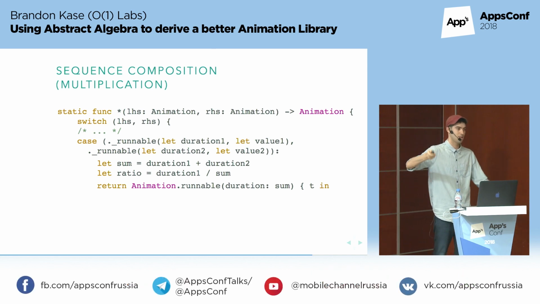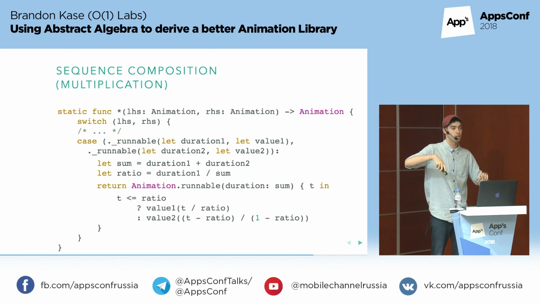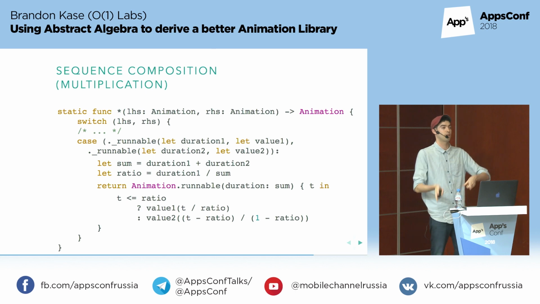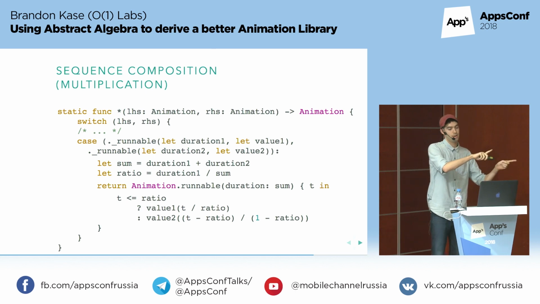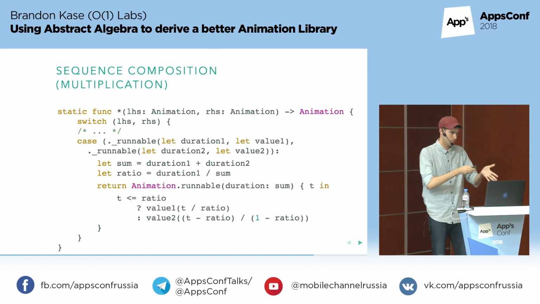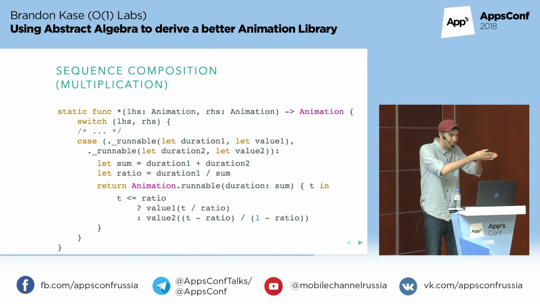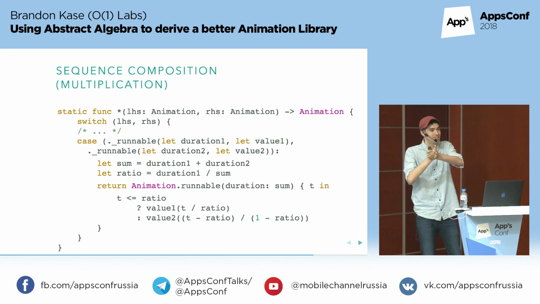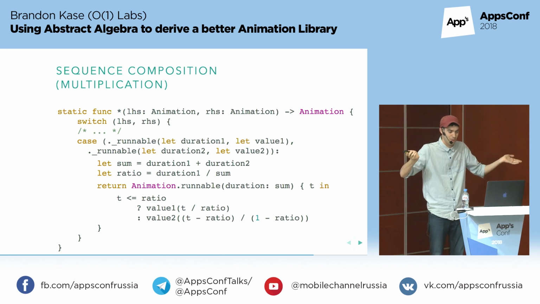And in our value function, we're going to check the ratio. If it's less than the ratio, we're going to use the first value function. And if it's bigger, we're going to use the second value function. So this is how, as we're 50% of the way through, we switch to the other animation. And then it essentially runs both. Cool.